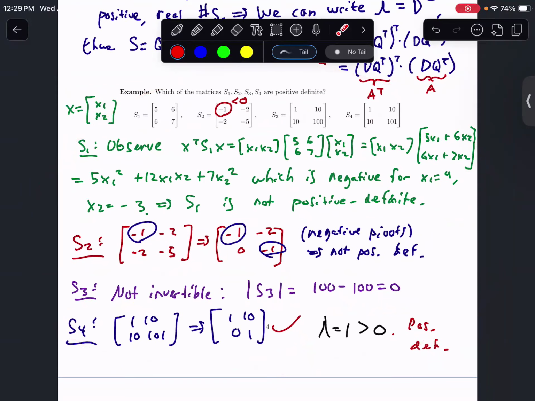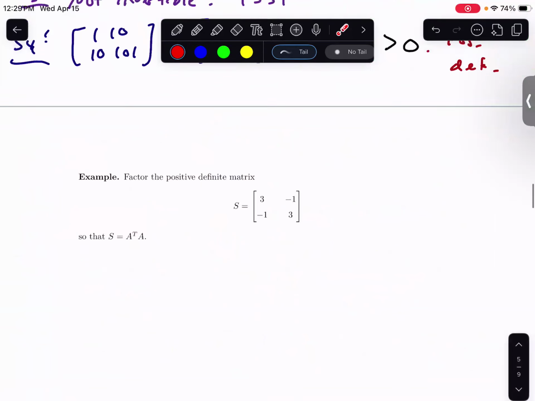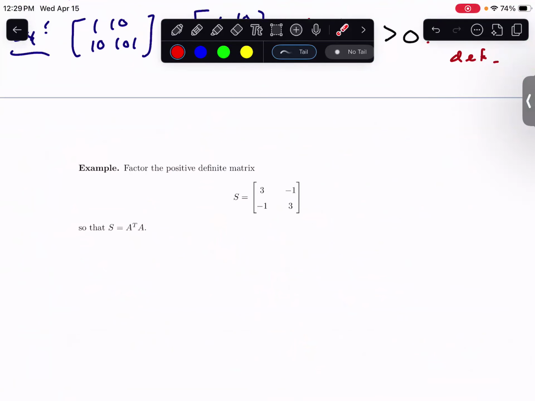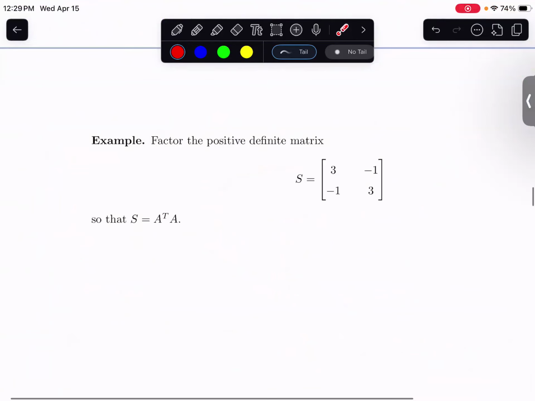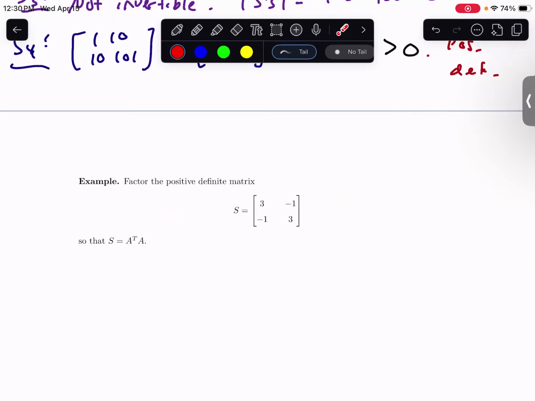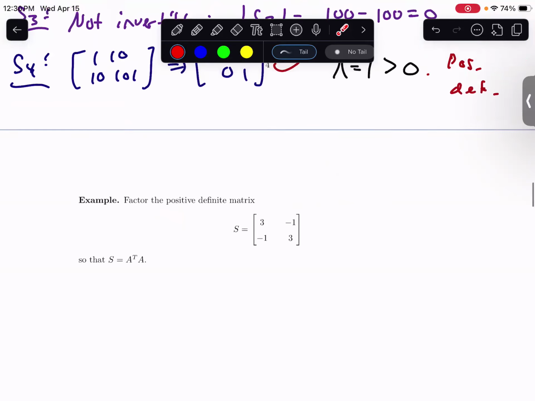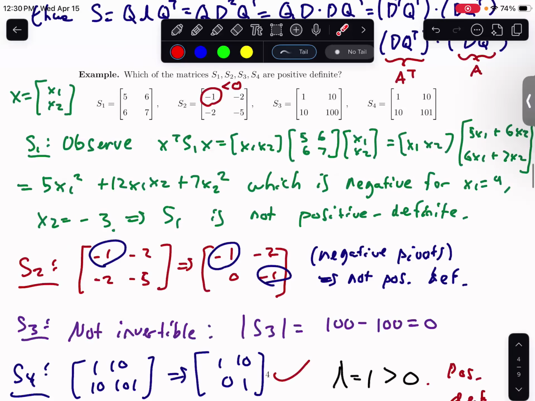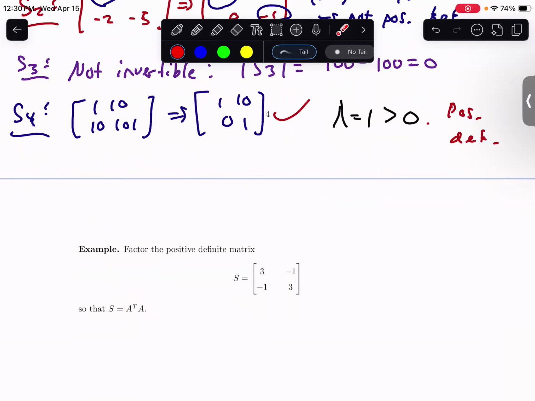Okay, so the last thing I want to go over from this section before going into the singular value decomposition is this idea of taking a matrix and being able to express it as A transpose times A. We did a proof, the first proof we did today, showing that if it is positive definite, then you have the ability to do this. So you want to reference the proof we did earlier to determine where this A is coming from.